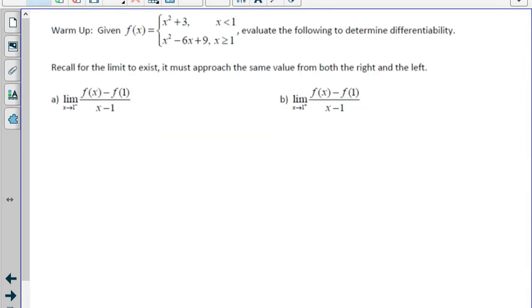Here's your warm-up. Evaluate that piecewise function to determine differentiability. Recall, for the limit to exist, it must approach the same value from both the left and the right. I'll give you a little bit, press pause, and then I'll come back.